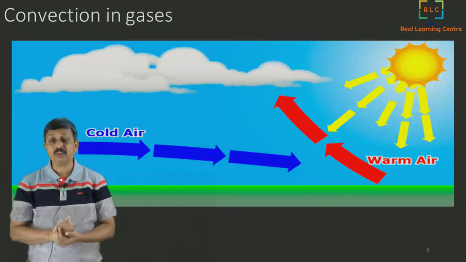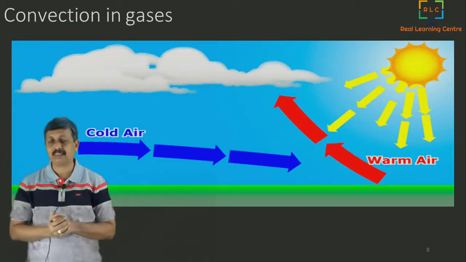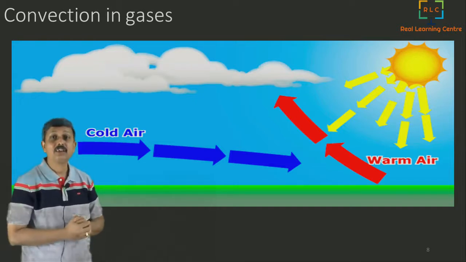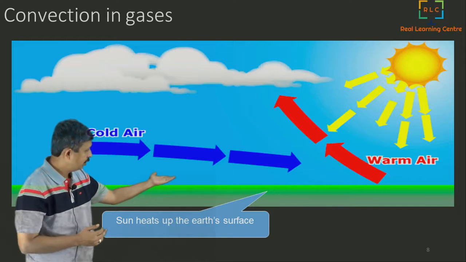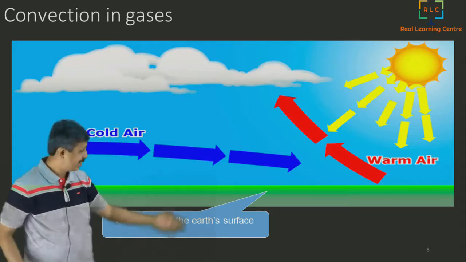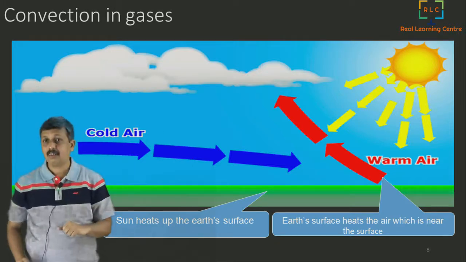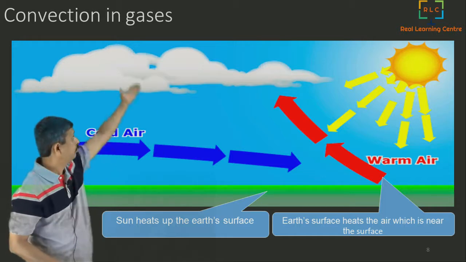Now let's see how the convection current gets set up in gas. The sun actually heats up the surface of the earth much faster. It has low specific heat capacity, so it gets heated up very fast. Once the surface of the earth gets heated up, the air that is touching the surface of the earth gets heated up. And once that becomes warm, it actually rises up.